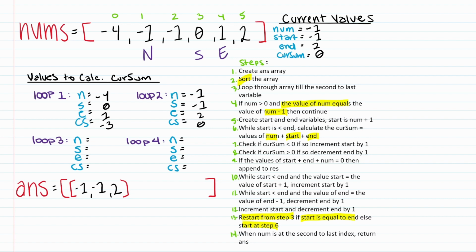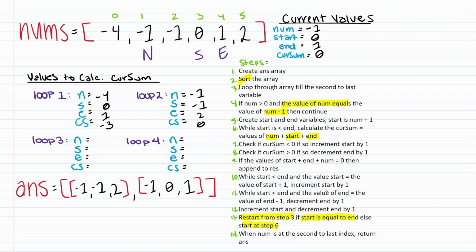Currently we're at -1 for our num value. Start is 0 and end is 1. Together, -1 plus 0 plus 1 equals 0, so we have another match. We're going to go down to step 9: if the value of start plus n plus num equals 0, then append to res. Let's go ahead and append it: -1, 0, and 1.